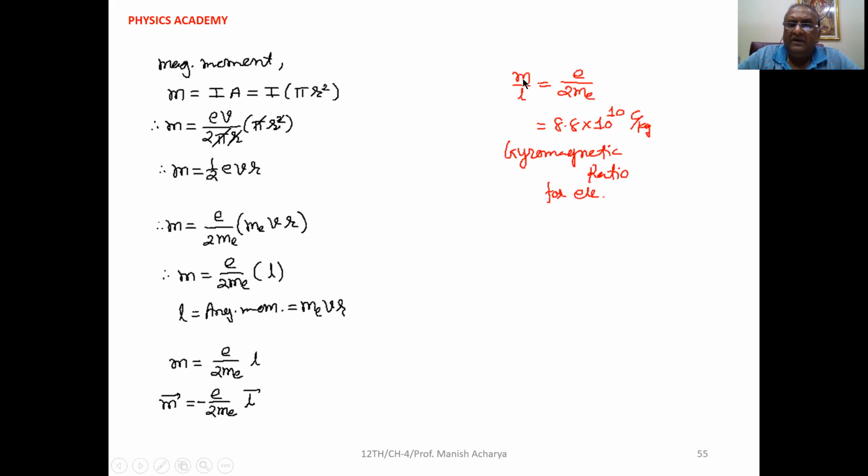Now, M by L is equal to e upon 2 m e. If we substitute here the value of e, 1.6 into 10 raised to minus 19, and mass of electron, that is 9.1 into 10 raised to minus 31 kilogram, then we will get this particular ratio, that is 8.8 into 10 raised to 10 coulomb per kilogram. And that is called gyromagnetic ratio for electron. Clear up to this one?